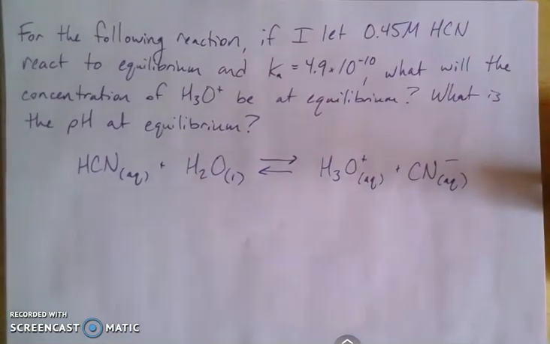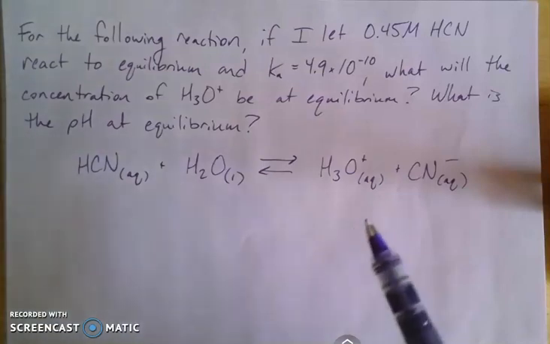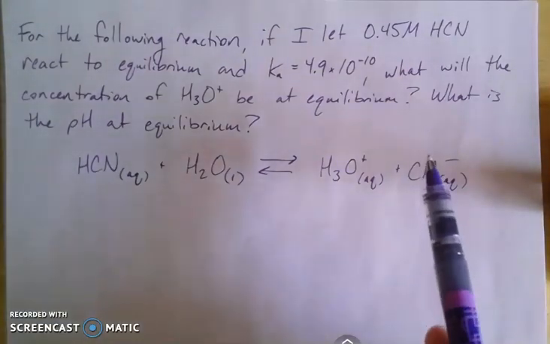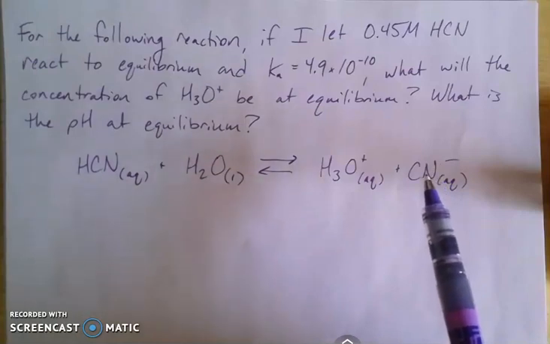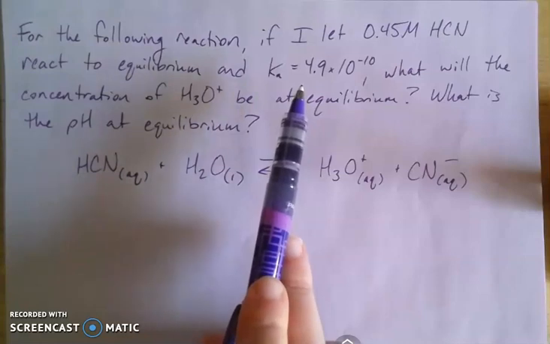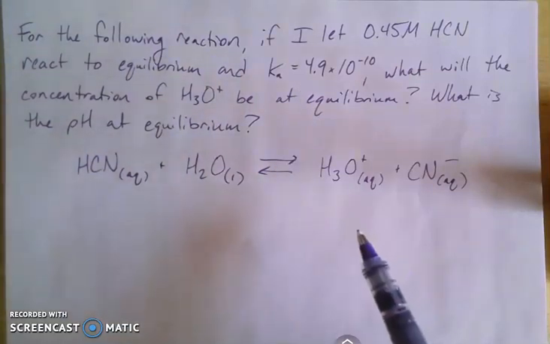So here's our example with our hydrogen cyanide. Hydrogen cyanide is a weak acid. When it reacts with water, it forms hydronium and the cyanide ion. So if I have a specific concentration of my hydrogen cyanide, I have this Ka value. What does this Ka value tell you about this equilibrium? Does it favor the reactants or does it favor the products?